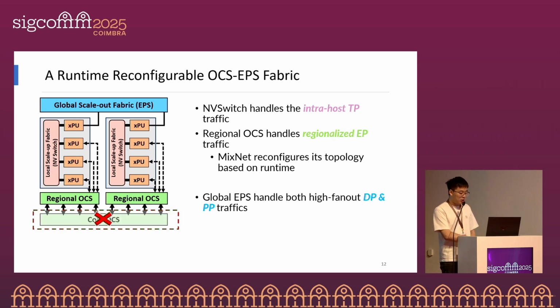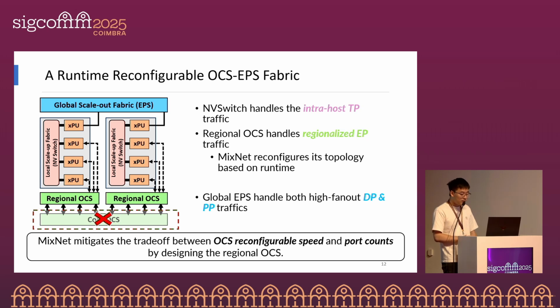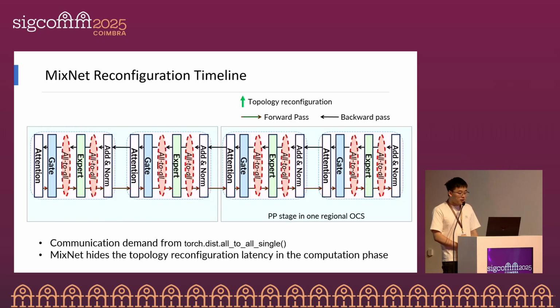Therefore, MixNet does not require full connectivity in the OCS domain. In this way, MixNet mitigates the trade-off between the OCS reconfiguration time and the switch port counts, making runtime adaptation feasible. This allows us to reconfigure the topology for each high bandwidth domain regionally. In addition, this design avoids the use of long-range transceivers to mitigate the insertion loss for multiple circuit switching. OCS typically requires milliseconds to reconfigure, while we do not want to block the training process with that.